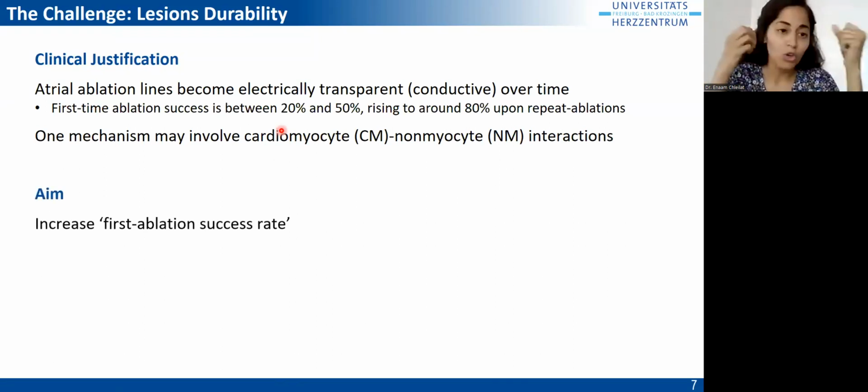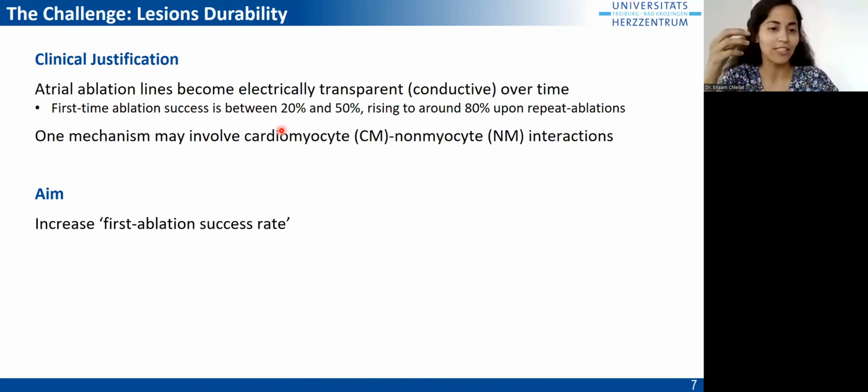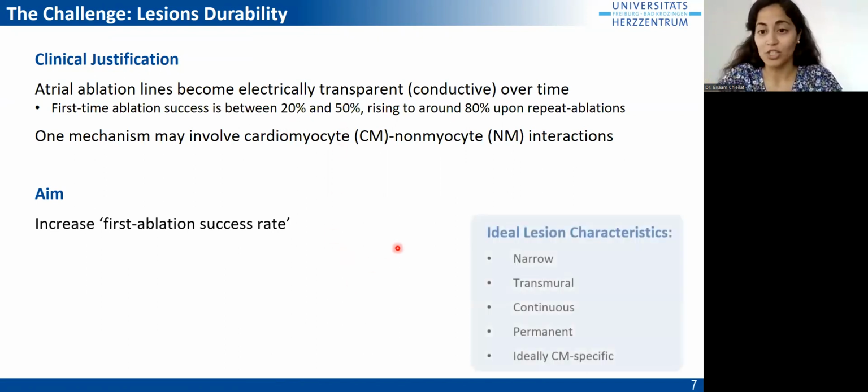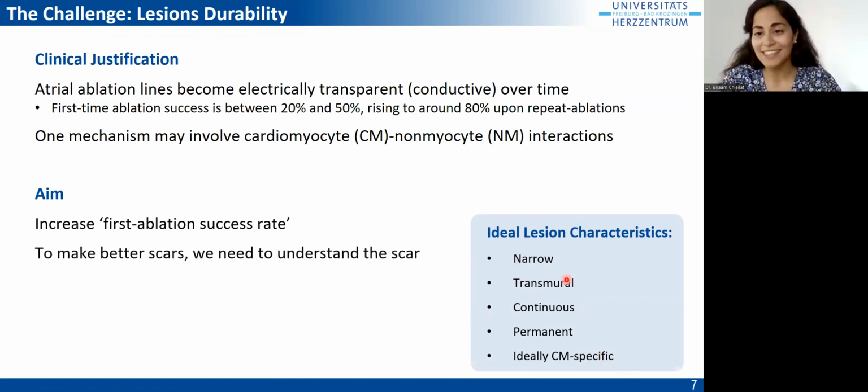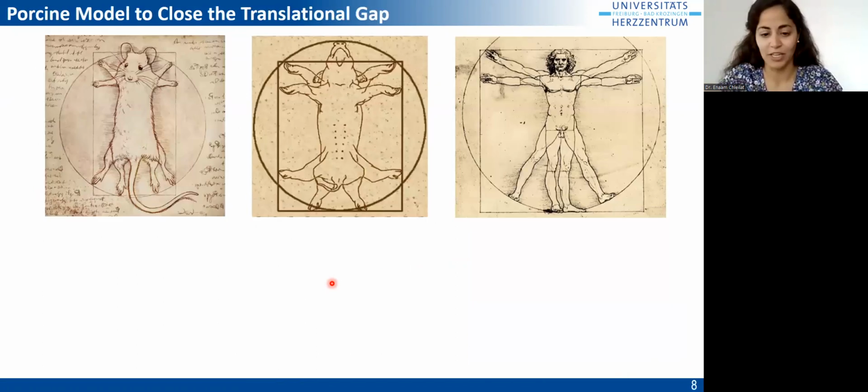The overall goal of this project is to try to increase first ablation success rate to get a better scar. Our idea of a nice lesion is one that's narrow, transmural, continuous, permanent, and ideally cardiomyocyte specific. But to make this ideal lesion, we need to understand the scar, which I hope to show you with what we've been doing here.